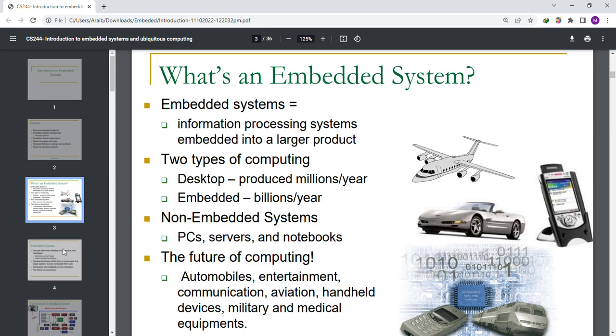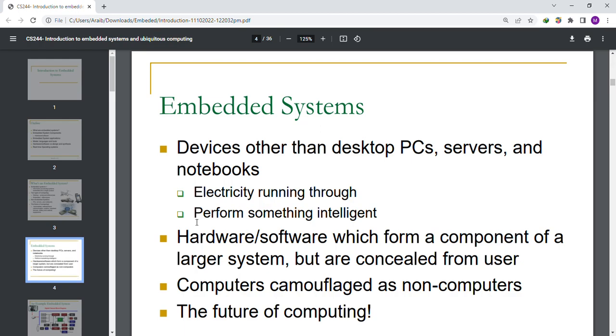Let's move to slide number 4. Embedded system: devices other than desktop PCs, servers and notebooks, with electricity running through them to perform something intelligent. Hardware and software which form a component of a larger system but are concealed from the user. Computers flagged as non-computers. The future of computing. Basically, the embedded system is the future of computing.